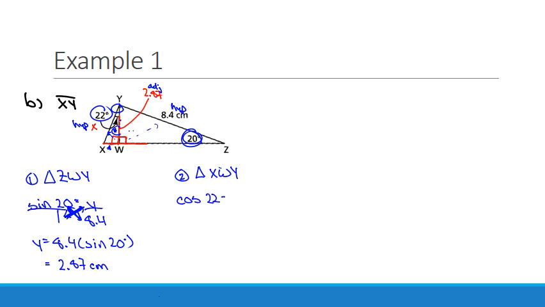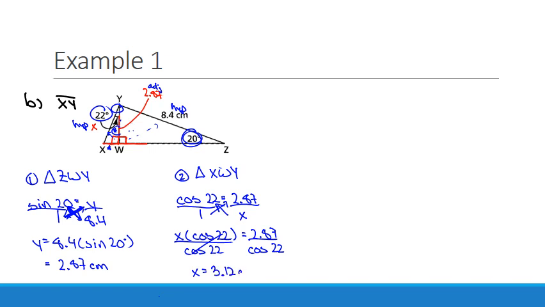So cos 22 is equal to the adjacent side, which is the 2.87, over the hypotenuse, which I will call x. And there we go. Now I just have to solve for that, and I'll have this question done as well. So x times cos 22 equals 2.87, divided by cos 22. So then x equals, yeah, 3.12.